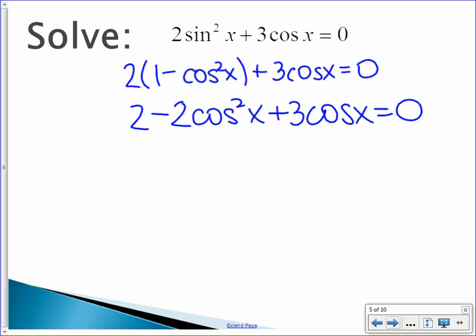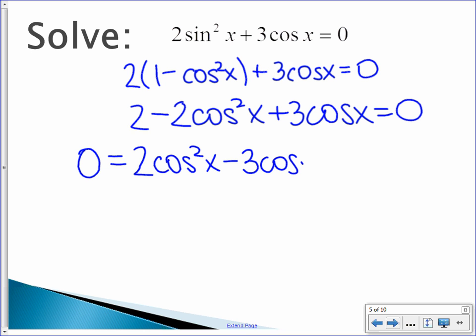What do we have? We have a trinomial, okay? Which means we're going to have to factor. So what we're going to do is reorder this, but I really like our leading coefficient to be positive, so I'm going to reorder at the same time as moving everything over to the other side. So I'm going to write 0 equals positive 2 cosine squared x minus 3 cosine x minus 2. That way that leading coefficient is positive.